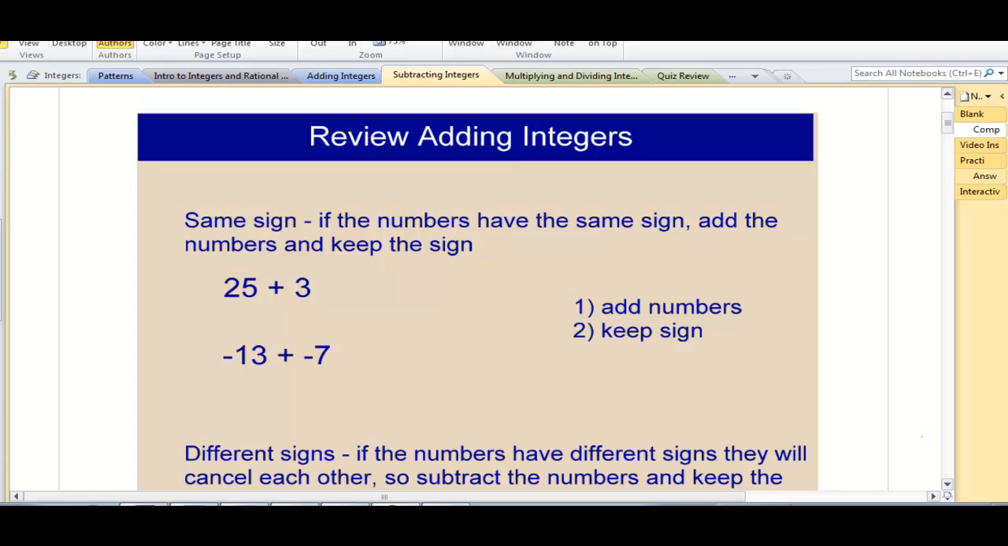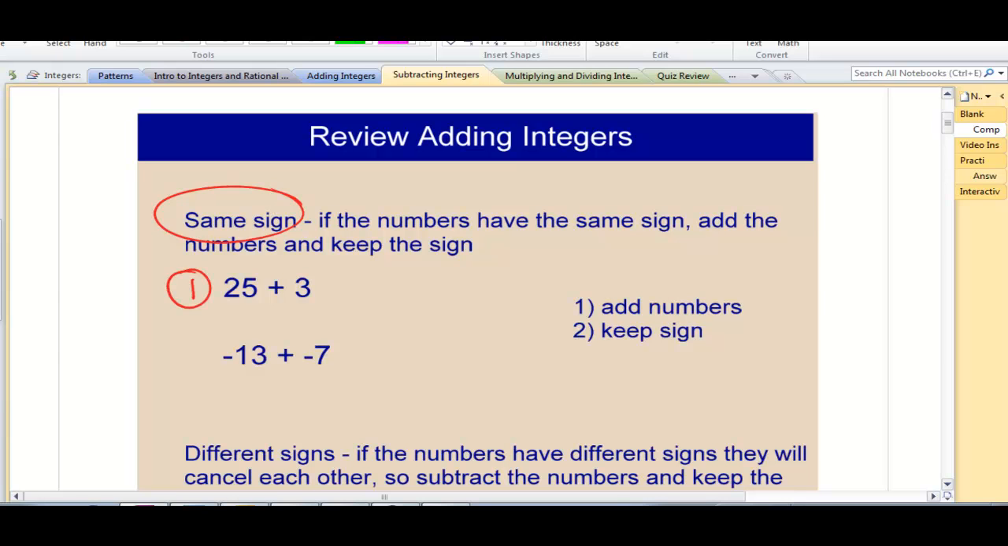Today we're going to talk about subtracting integers, but first let's review how to add integers. You may remember that in order to add integers, you need to first identify whether you are adding two numbers that have the same sign or two numbers that have different signs. For example, here we have the same sign for 25 plus 3 since they're both positive, and negative 13 plus negative 7. In that example, both numbers are negative.